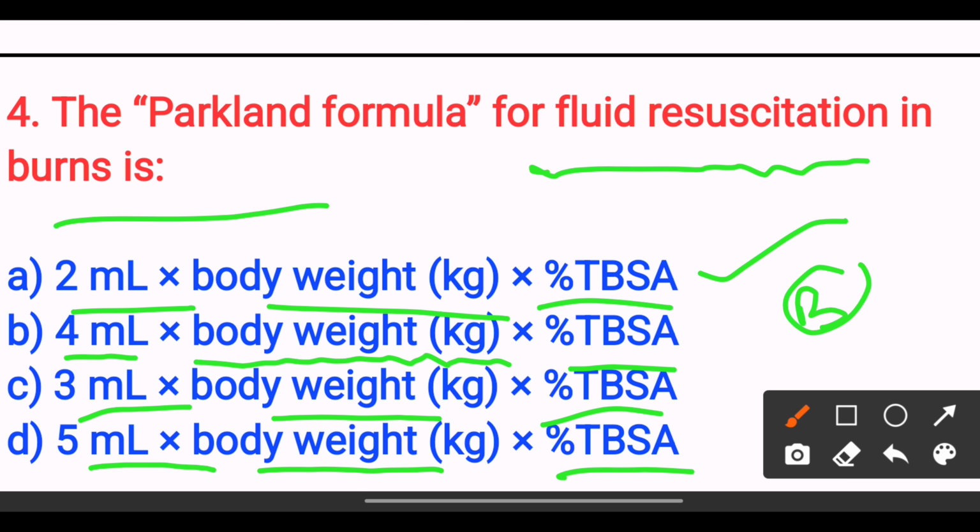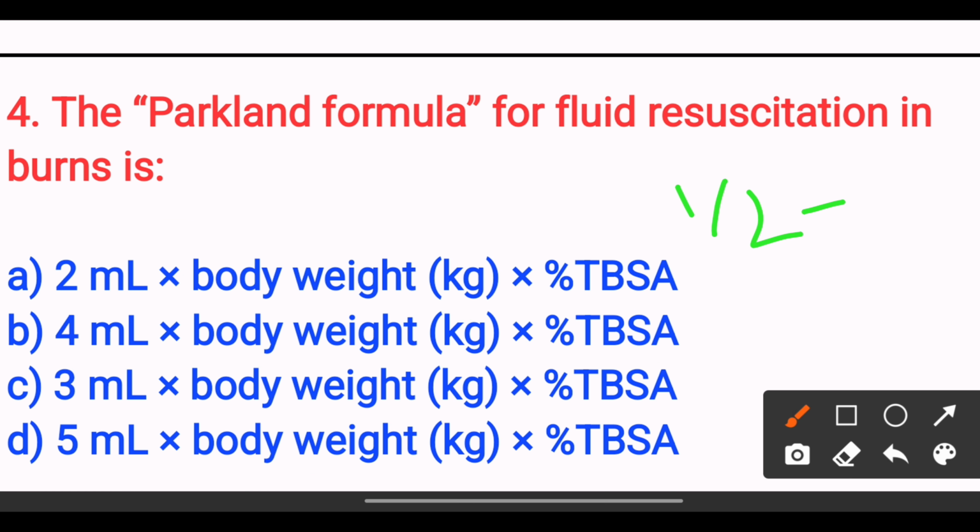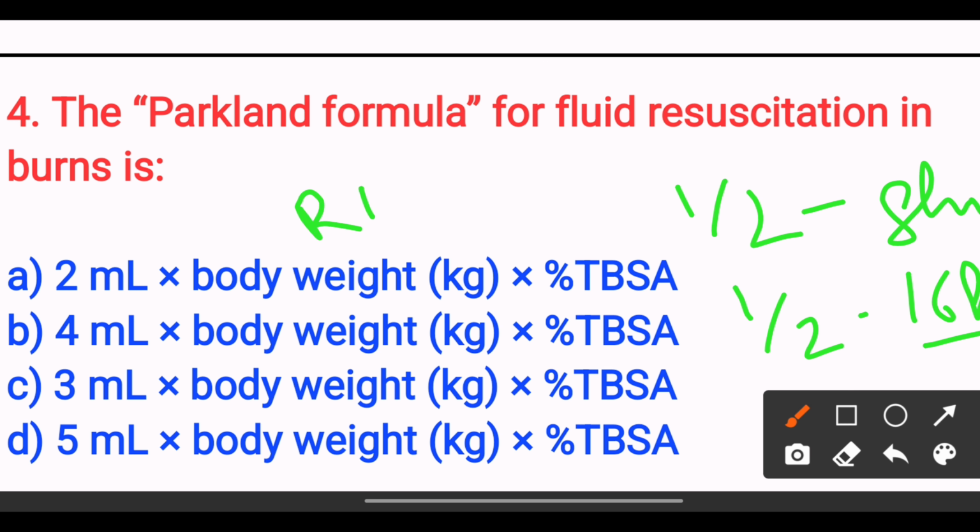Parkland formula is 4 ml into body weight into TBSA, total body surface area. Half of the volume is given in the first 8 hours and the other half in the next 16 hours. Lactated Ringer's is the preferred fluid for the burn patient. So the answer is option B.